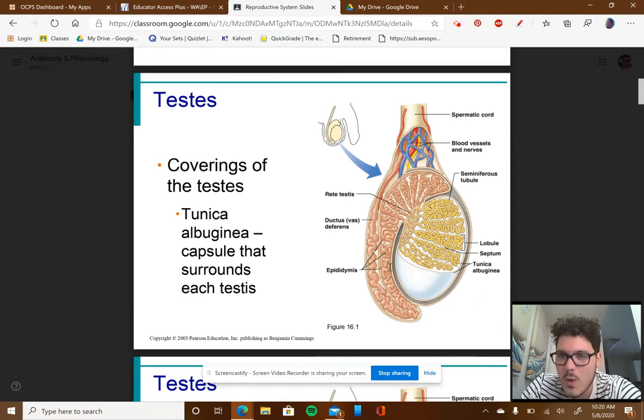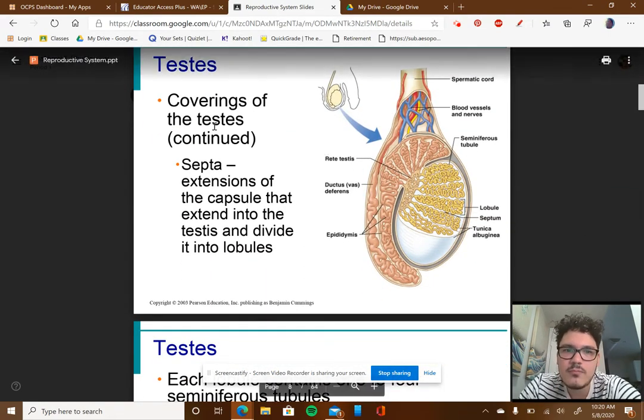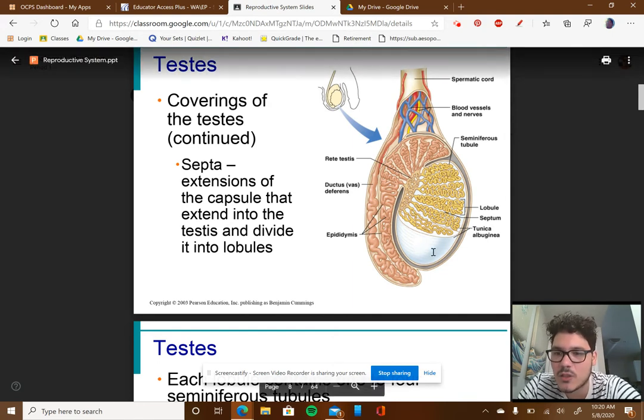But we have this white layer that's called the tunica albuginea. Again, we don't need to get too crazy with that, so we're going to continue moving forward. A little bit more as far as the covering of the tissue, we have what's called the septa, or the septum in plural, extensions of the capsule that extend into the testes and divide it into lobules.